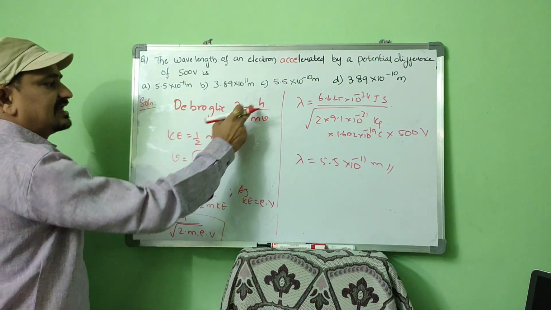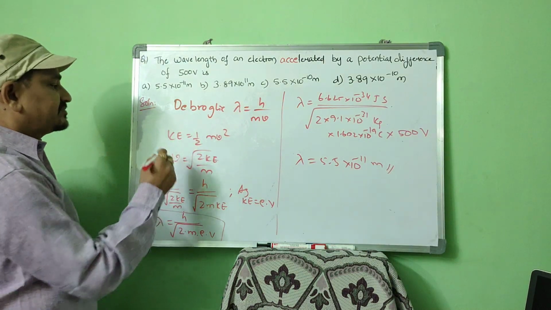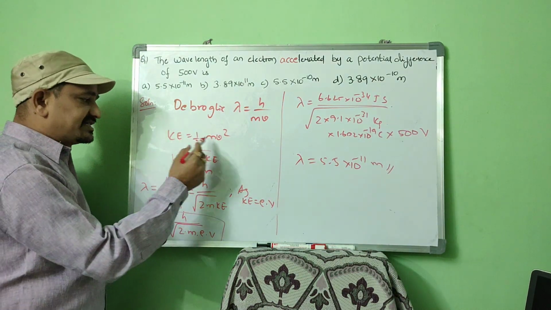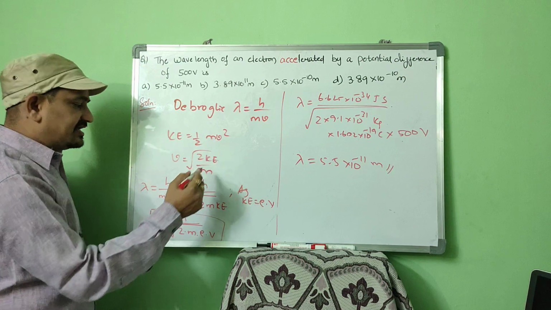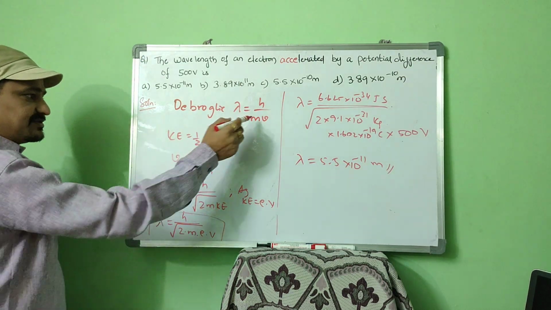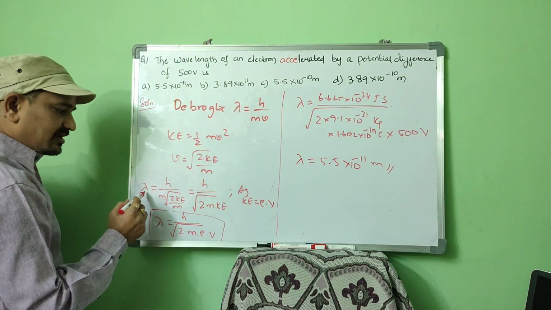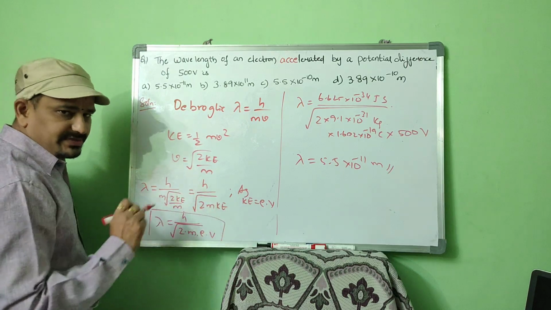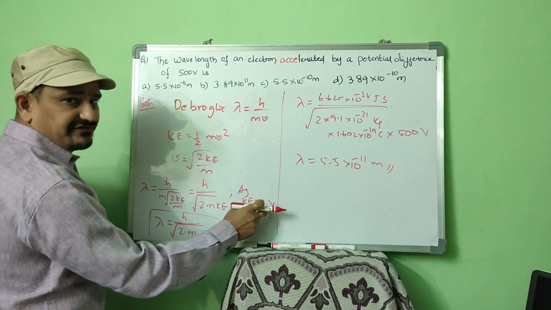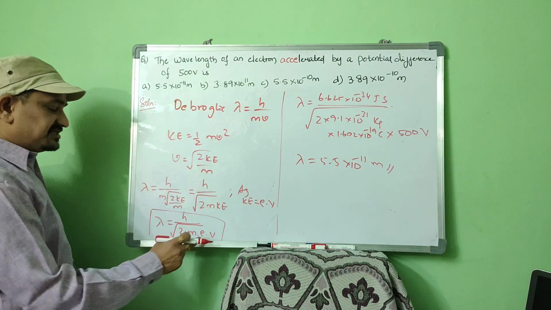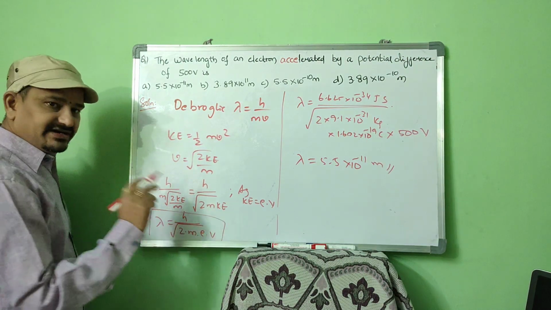De Broglie wavelength lambda equals h by mv. From the kinetic energy expression, velocity equals root of 2 KE by m, and substituting this expression, the de Broglie wavelength lambda equals h by root 2 m KE. But kinetic energy is the product of charge and potential difference, right? Charge and potential difference instead of kinetic energy.